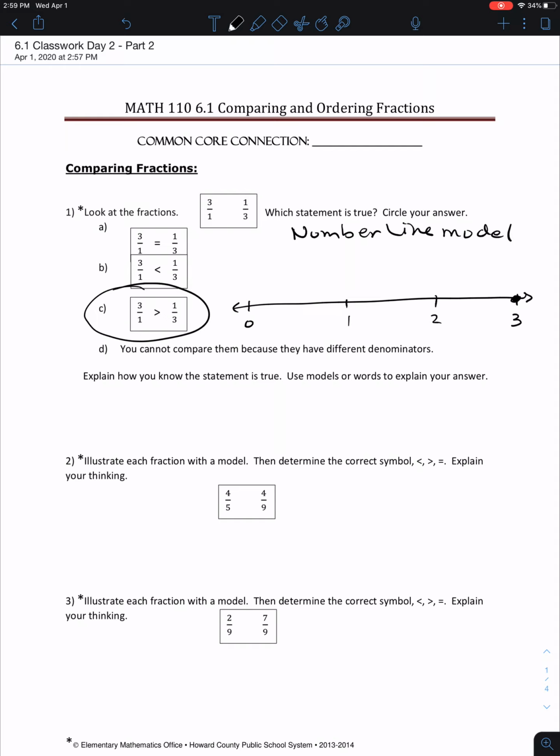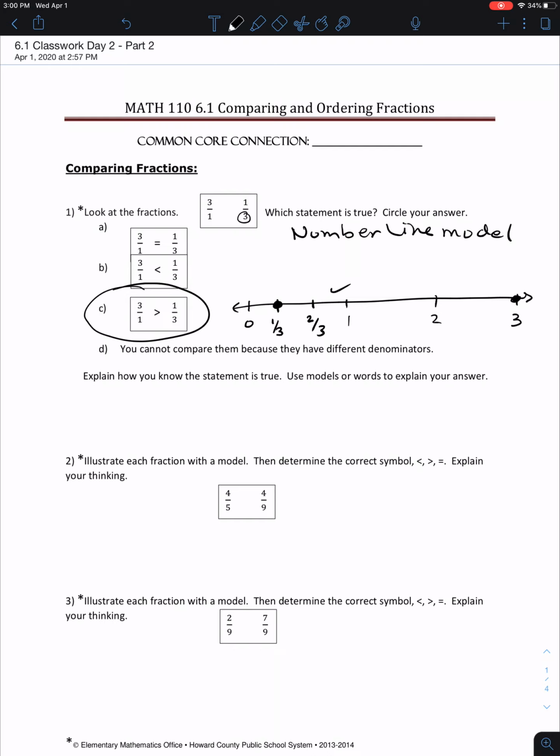And since we want to graph the fraction 1/3, since the denominator is 3, that means we need to break up this first interval into 3 parts, which means we need 2 lines. So that'll give us 1/3, 2/3. And technically, if we wanted, we could break the other parts up, but since we're only graphing 1/3, which is here, it's pretty easy to tell at this point that 3 is bigger than 1/3 because 3 is to the right of 1/3. So that shows us using the number line model.